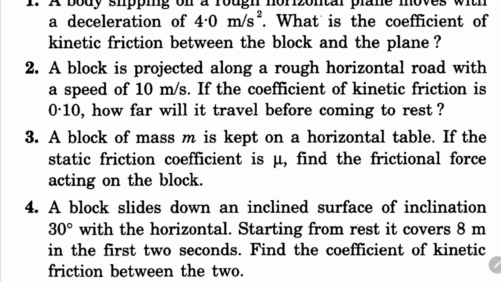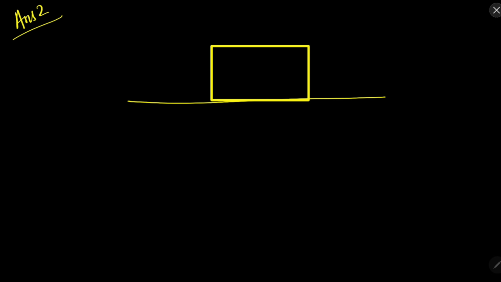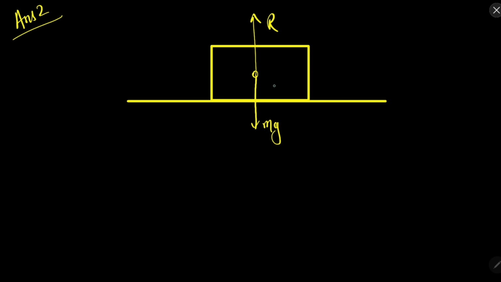In the second question, we have a block and it is projected along a rough horizontal road with speed 10 meter per second. Coefficient of kinetic friction is 0.1. So we need to find out how far will it travel, that is, we need to find its displacement. So again let's draw the free body diagram. It is similar to the above question only. This is our block, let's say this is the surface, downward force which will be the weight mg, and the normal reaction.